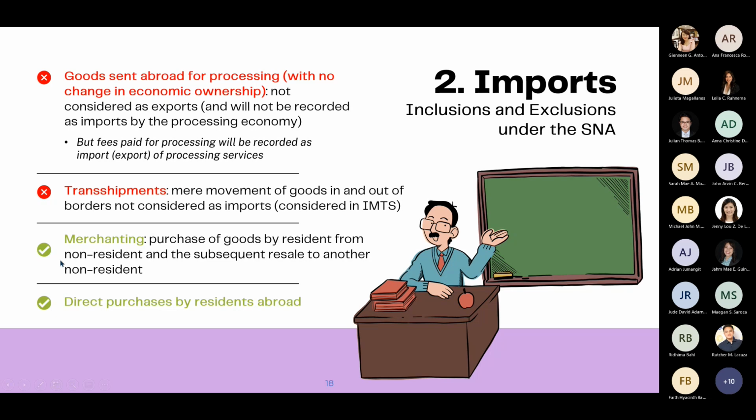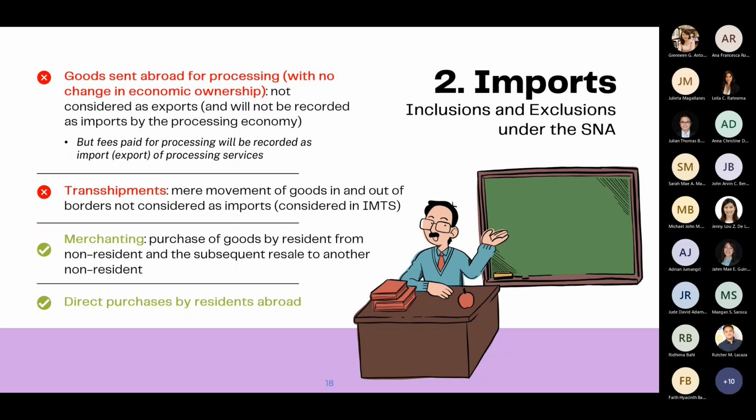Mostly this would be reflected in the use table. But this is an example of exports and imports that are included in the SNA. Okay, so I hope that was clear where the economic change of ownership occurred and where it did not.